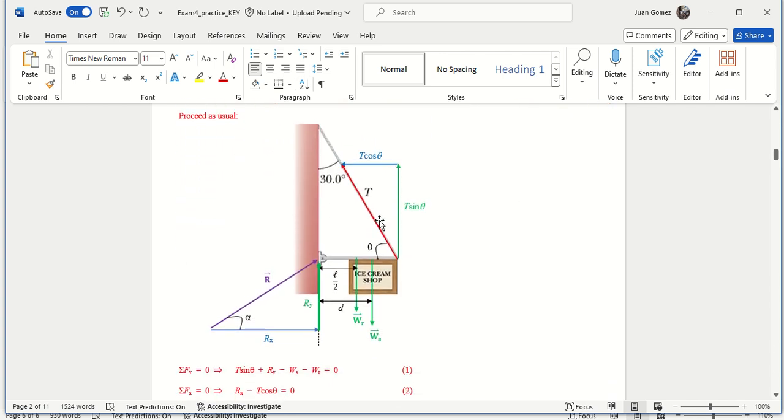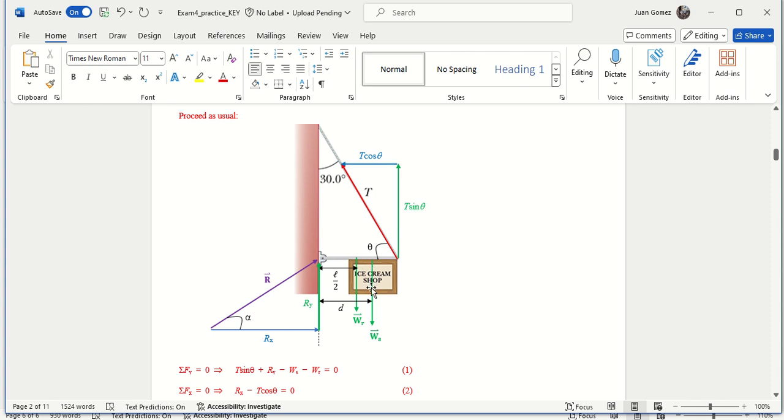Let's go ahead and take our tension force and break it into its y component, which is T sine theta. Its x component is T cosine theta. And by now you should know T cosine theta is negative, because it's in the negative x direction. T sine theta is in the positive y direction.